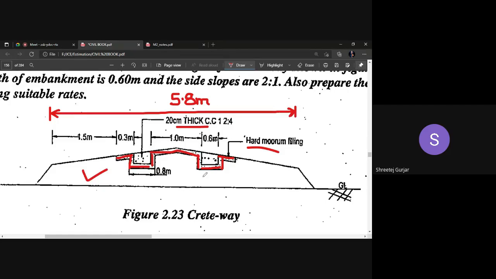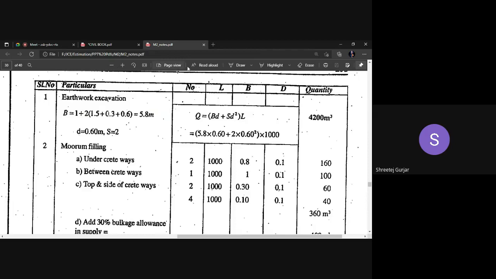So the tricky thing here is the hard muram, the quantity calculation of your hard muram. Remember that the thickness of the hard muram is 0.1. So moving on to calculation. Earthwork in excavation required. As you have calculated in the previous types of numericals, quantity is equal to (BD plus SD squared) into L.